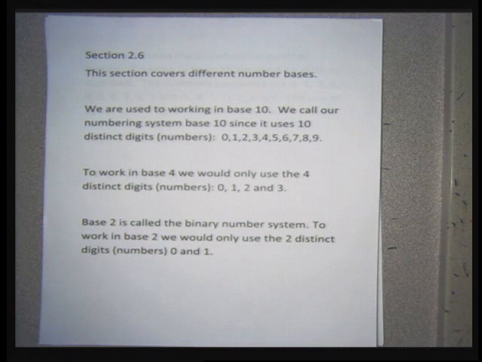Alright, so this is about to be section 2.6. I'm properly caffeinated this morning, so hopefully I'm not hyper and I don't go too fast during this lecture.